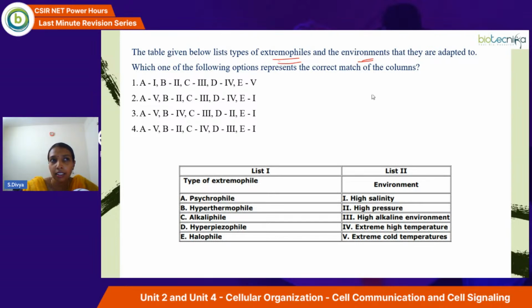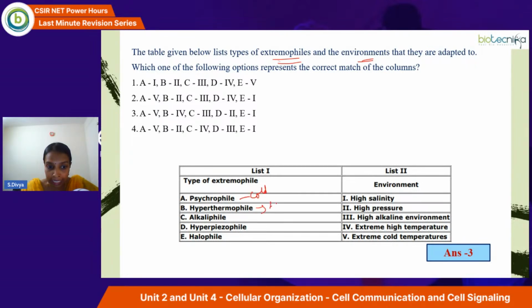Okay. Then the significance of different phases of microbial growth. That also is important from an examination point of view. Okay. So this is just a sample to show you that last time this question came. Correct answer is answer 3. I can see some of you have already given the answer. Yes. Psychrophile means cold.